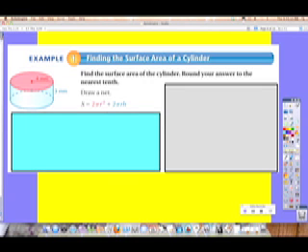You're going to need the formula. S equals 2 pi r squared plus 2 pi r h. I know it's intense, right? We can use our calculators. You'll be fine. What does the R stand for? What does the H stand for? Height. Height of what? The cylinder.